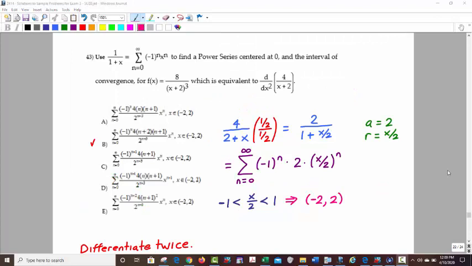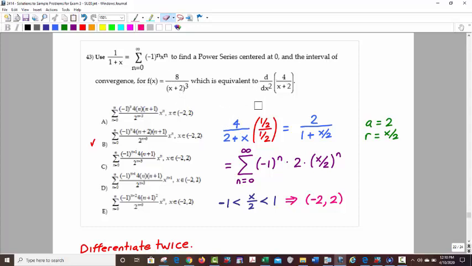Let's take a look at this problem. We're going to use this given power series function for 1 over 1 plus x, centered at 0, to find the interval of convergence also for f of x equals 8 over x plus 2 cubed. And to do that, it's telling us that that's going to be the second derivative of the function 4 over x plus 2. So what we have to do is find the function representation of 4 over x plus 2 as a power series. When we find that power series, we will take 2 derivatives of that power series, and that will get us the representation for 8 over x plus 2 cubed.